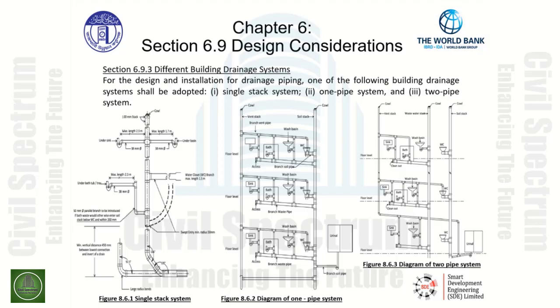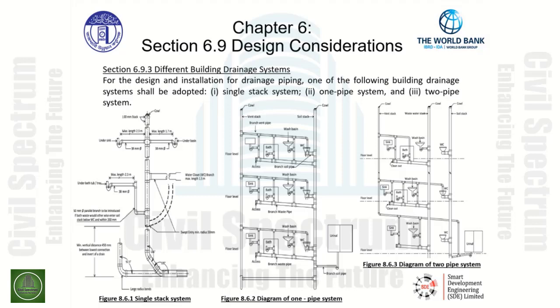1. The single stack system. 2. The one pipe system. And 3. The two pipe system. Figure 8.6.1 gives us an illustration of the single stack system, which we will describe systematically. Figure 8.6.2 gives us a diagram of the one pipe system. And finally, figure 8.6.3 indicates a diagram of the two pipe system.